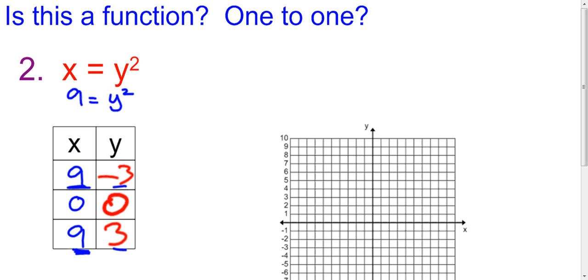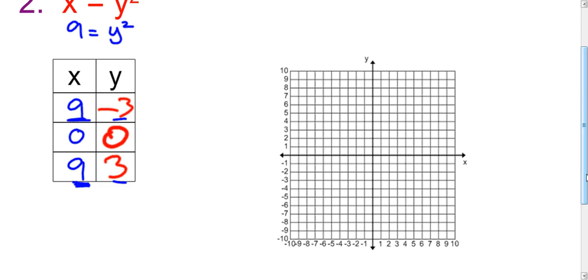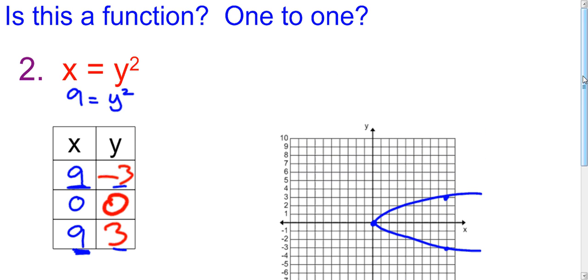Sometimes, like I said, it's easier to pick out y values than it is to pick out x values, okay? So here we go. If we were to plot these points, we would have (9, 3), (9, -3), and (0, 0). And I know you probably can't tell this real carefully, but this is a sideways parabola. If you wanted to graph this on your graphing calculator, you would have to have this solved for y, just so you know. So if I take that equation and I solve it for y, I would have to take the square root of that.